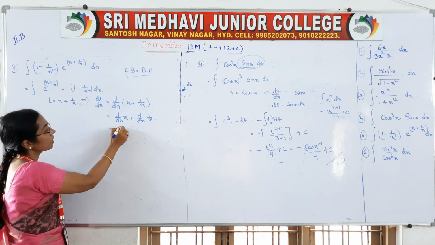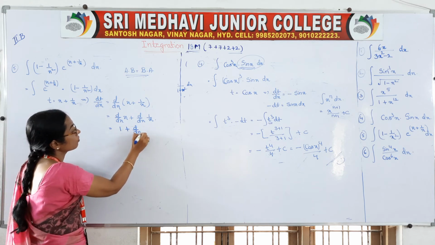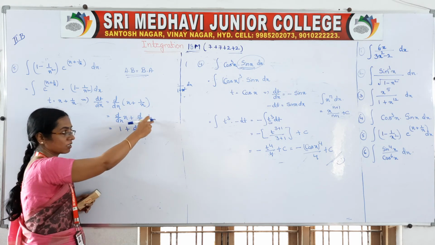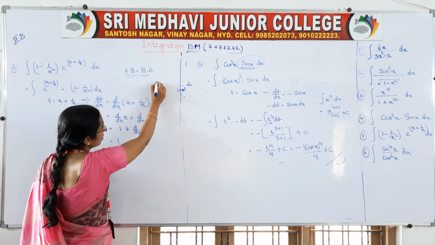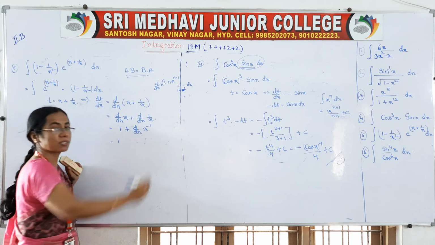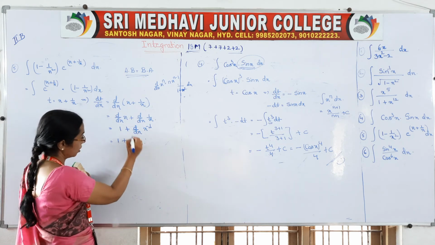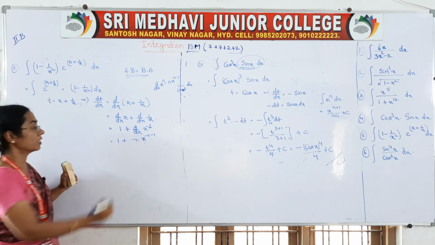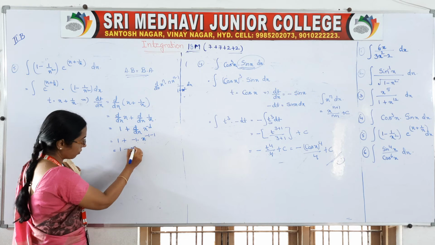So d by dx of x is 1, you know it very well, and plus d by dx of, we can write this as x to the power of minus 1. We don't have any direct formula of d by dx of 1 by x. That's why we have to take it like this. So 1, and you know the formula, d by dx of x to the power of n is n into x to the power of n minus 1. So here in n place you are having minus 1. So minus 1 into x to the power of n minus 1, minus 1 minus 1, is equal to 1 plus of minus minus x to the power of minus 2.